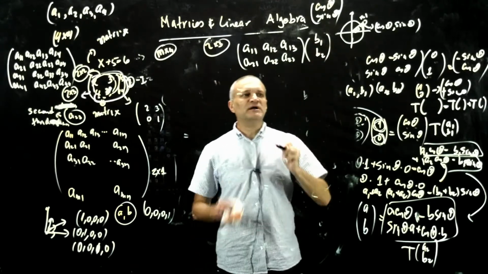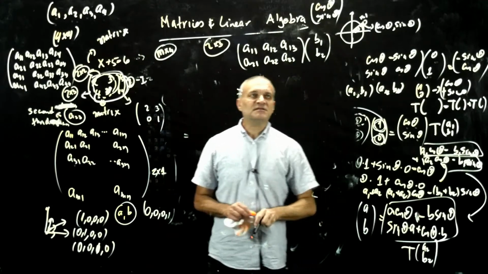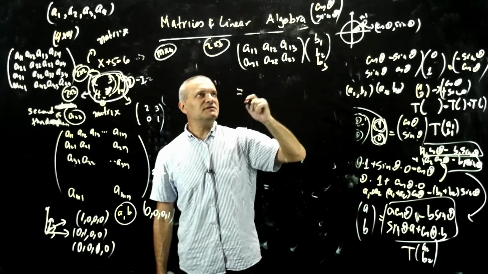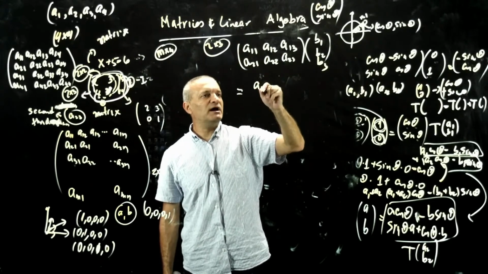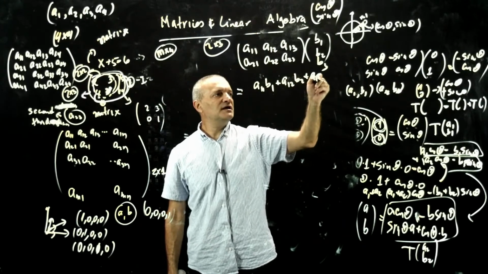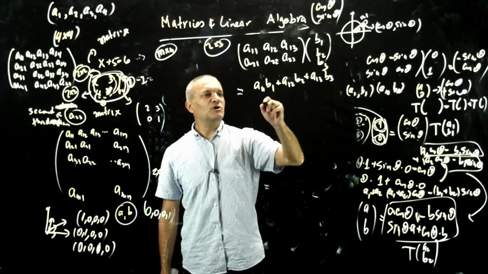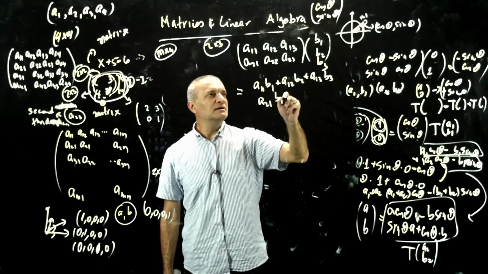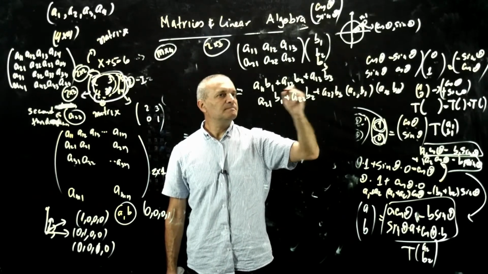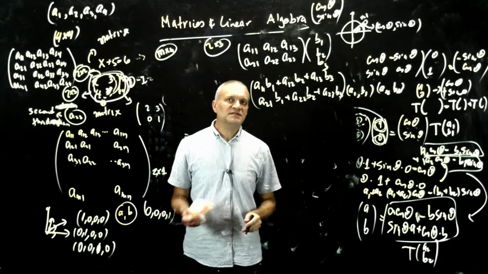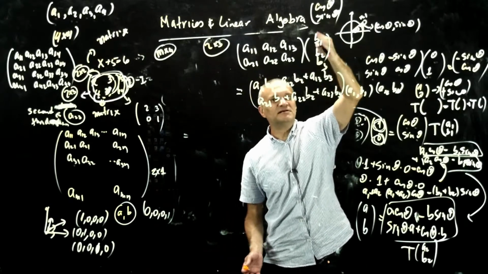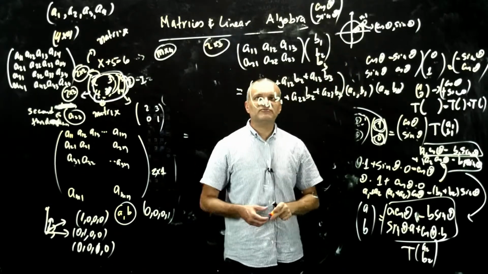What will be the result? Where is the result going to be? The result will be as follows. A11 B1 plus A12 B2 plus A13 B3, and here you are going to have A21 B1 plus A22 B2 plus A23 B3. Okay? This is according to our convention, right? So we have this matrix, and then you multiply by a three-dimensional vector, you get a two-dimensional vector.